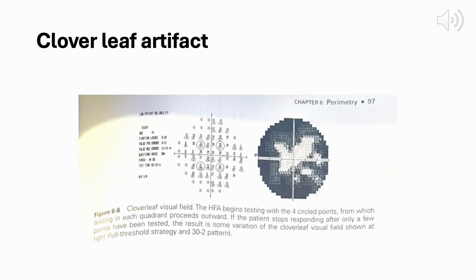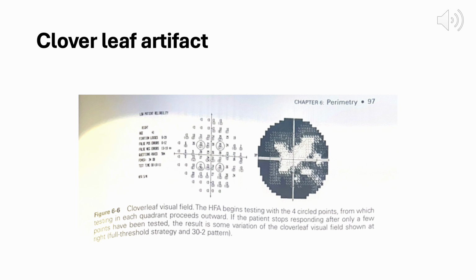This slide shows a classic example of the cloverleaf artifact, which reflects poor test reliability. The Humphrey Field Analyzer begins by testing 4 primary central points, 1 in each quadrant, and then moves outward. In this case, the patient responded well to those initial points, but then became inattentive and stopped responding as the test continued. As a result, only the central points appear normal, while the rest of the field shows diffuse loss. The resulting grayscale resembles a cloverleaf pattern, hence the name.